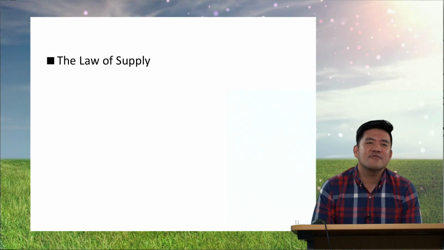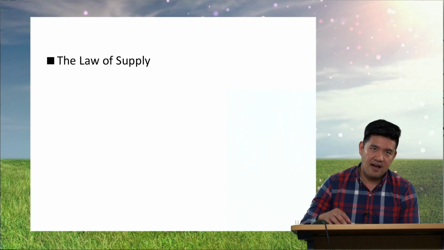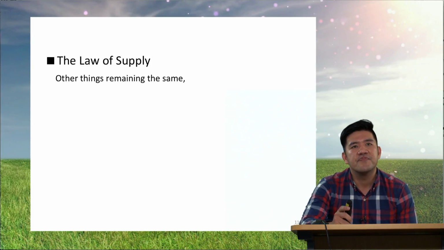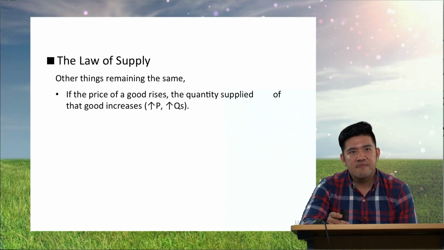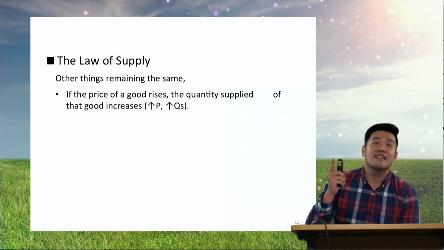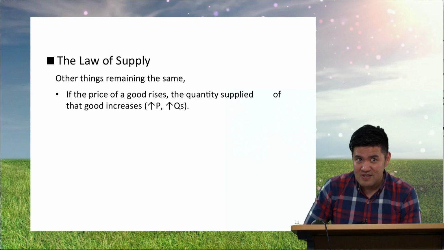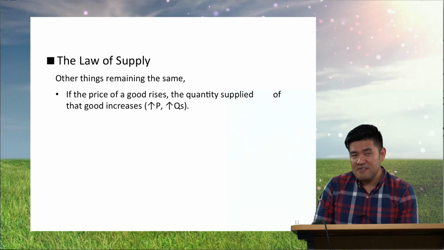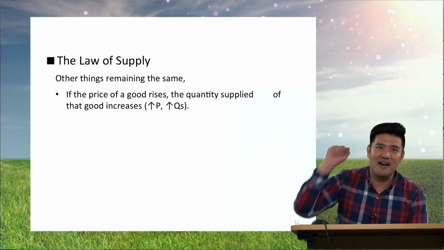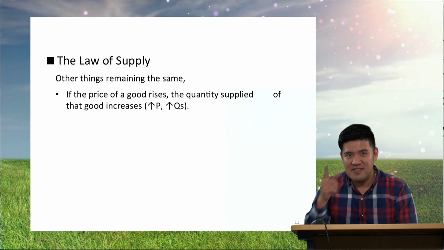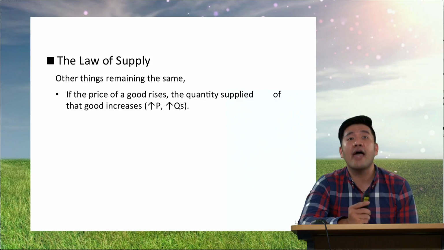Now, let's put ourselves in the perspective of the producers. The law of supply. Ceteris paribus, if the price of a good increases, remember, we are the producers now. If the price of a good that I'm selling increases, guys, I'll be happy. I'll be trying to sell more in the market, right? Quantity supplied of that good is going to increase. Price goes up, QS goes up.